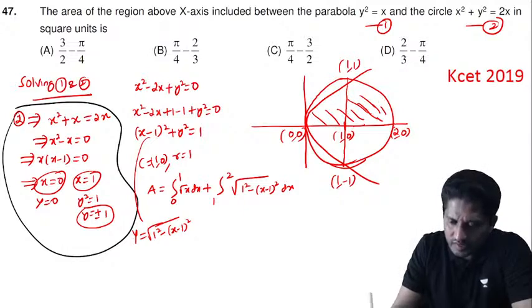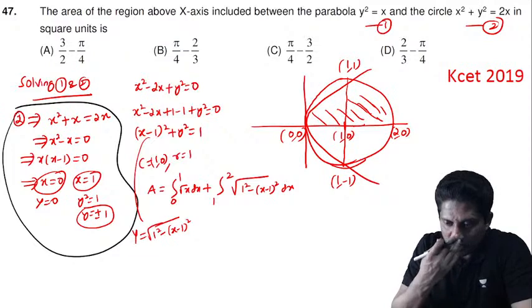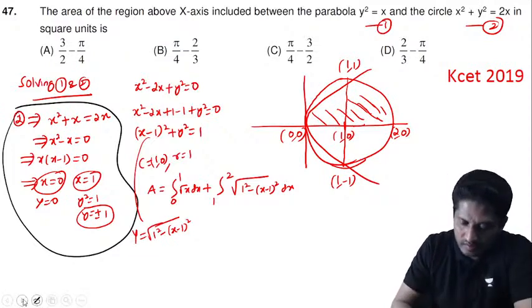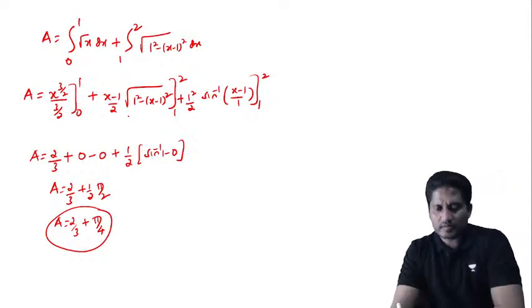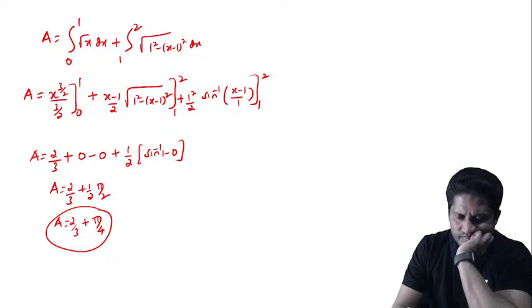Radius of this circle is 1 only, right? Radius is 1. Okay, (x minus 1) the whole square. So 0 to 1 will be parabola, 1 to 2 will be circle. Area of the region above x-axis included between the parabola and the circle. That's correct. So this is 0 to 1 and 1 to 2. To substitute upper limit, 2 minus 1 is 1, which is 0, correct. Plus half of sin inverse of 1 is pi by 2.